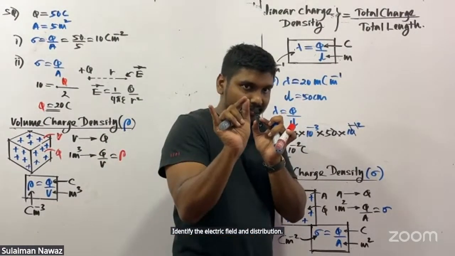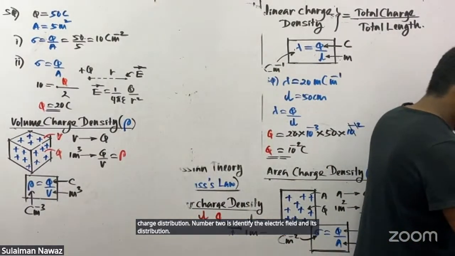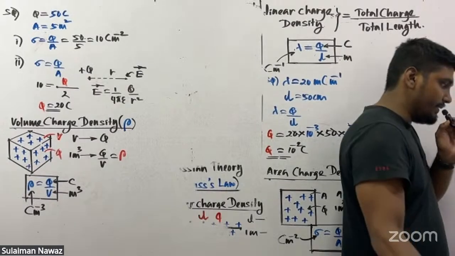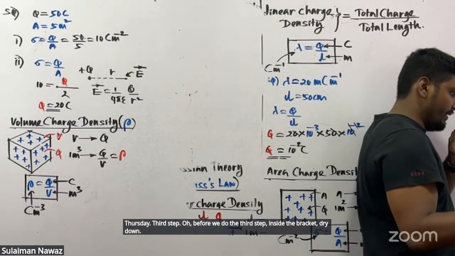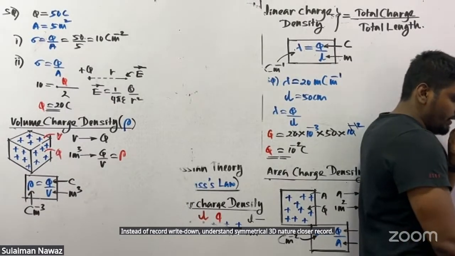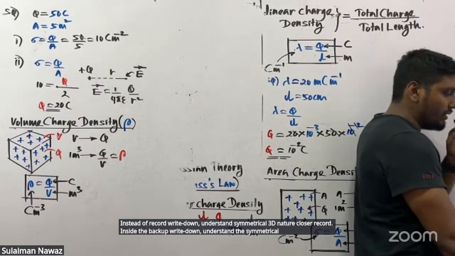Number one is identify the charge distribution. Number two is identify the electric field line distribution. Before doing the third step, inside the bracket write down: understand the symmetrical 3D nature. Close the bracket.